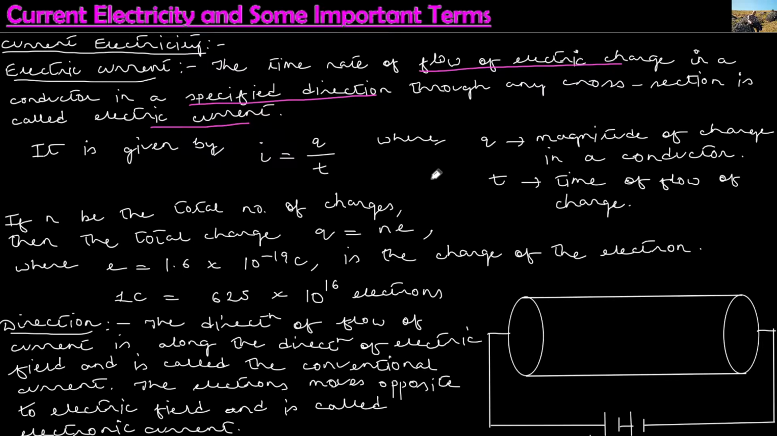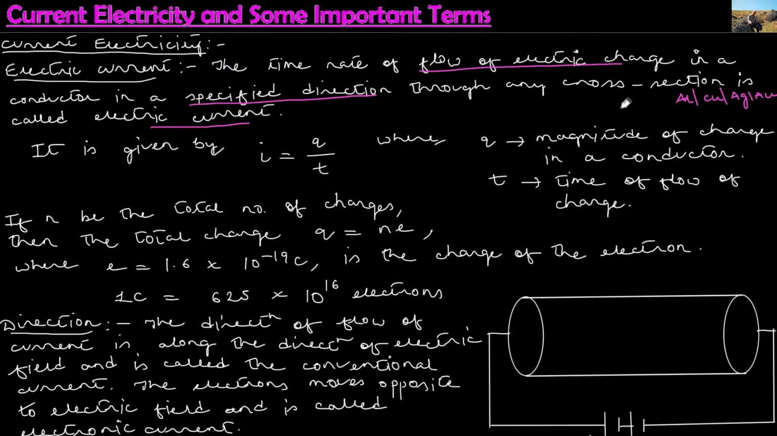So we know that a conductor might be a solid conductor, it might be a liquid conductor. If I consider a solid conductor, it might be aluminium, copper, silver, or gold. Any of these solid conductors will have free charges within them.